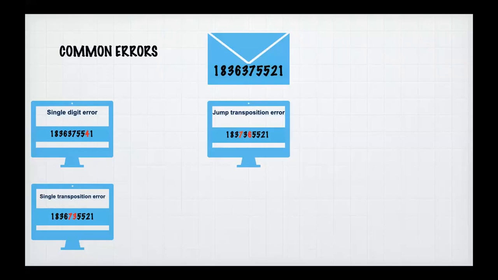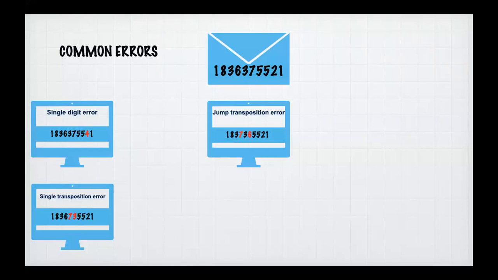So I'll tell you the common errors that we come across. The one that I just spoke about was one digit getting mistyped or miscommunicated. For example, in this long message that we have, 2 could have been miscommunicated as 4. Such errors are called single digit errors, where just one digit changes, or there's a mistake in entering that number.